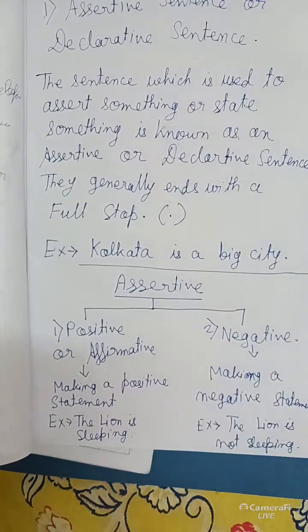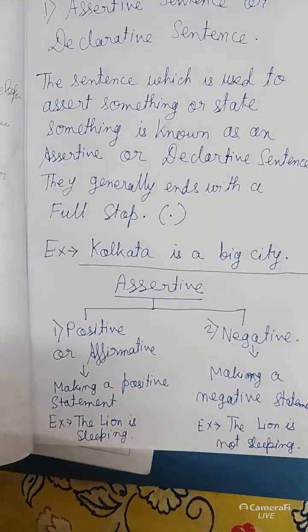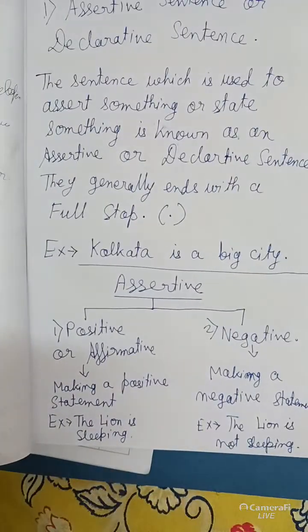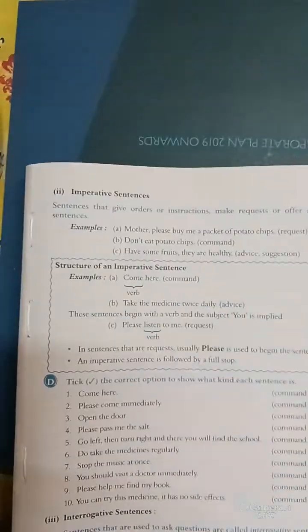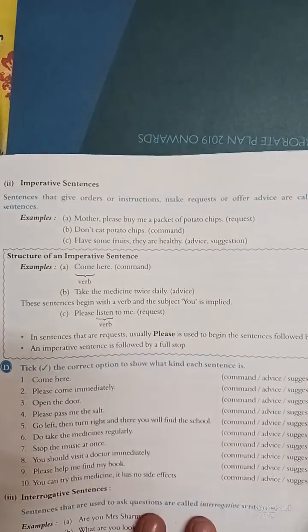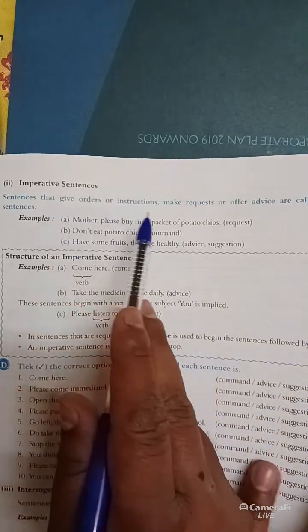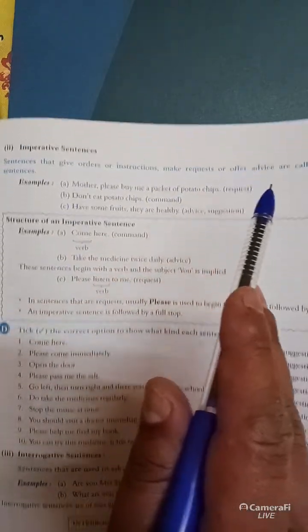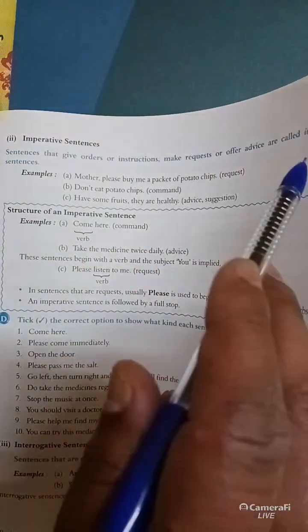Now, we are coming to our next kind of sentence, which is known as imperative sentence. Sentences that give orders or instructions, make requests or offer advice are called imperative sentences.